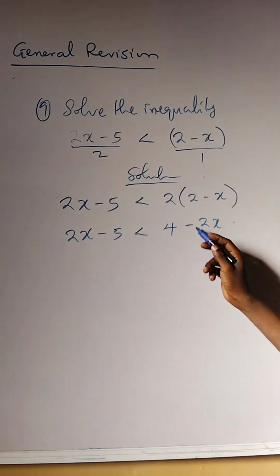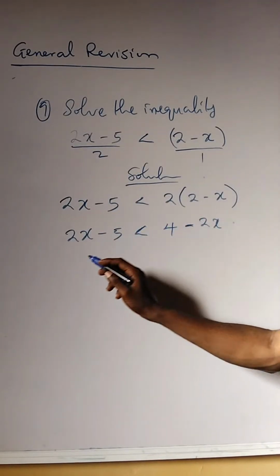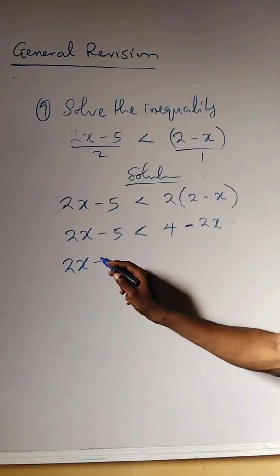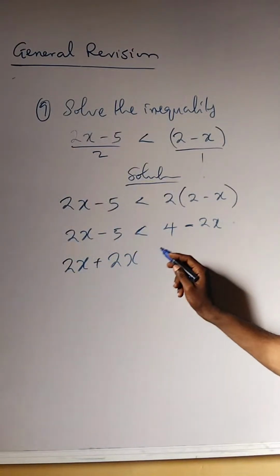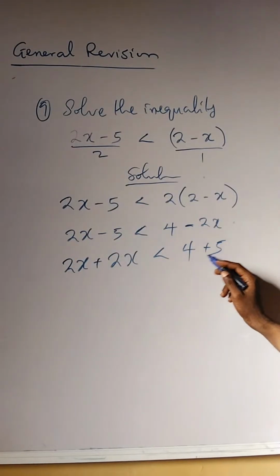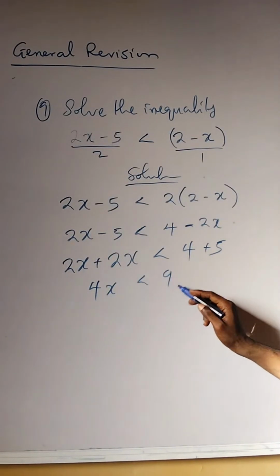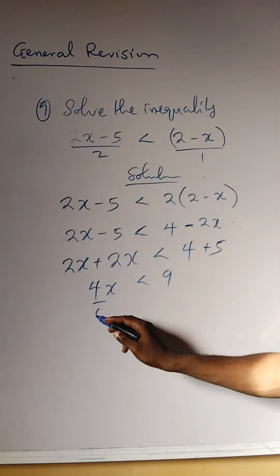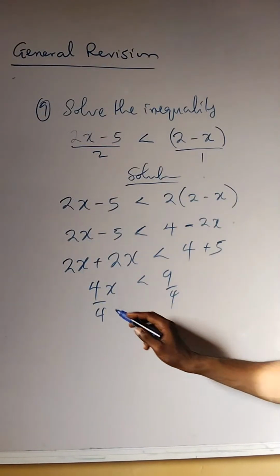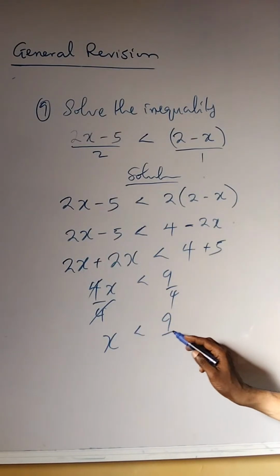Now collect the like terms. Minus 2x comes here and becomes plus, so we have 2x plus 2x less than 4. Minus 5 also becomes plus 5. So this is 4x less than 9, since 4 plus 5 is 9. Divide both sides by 4. We have x less than 9 over 4.